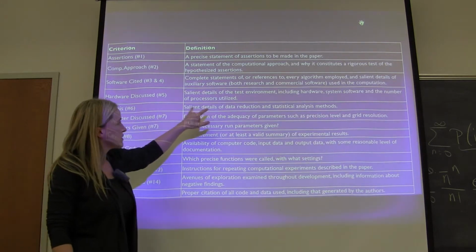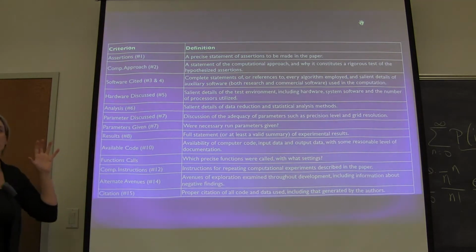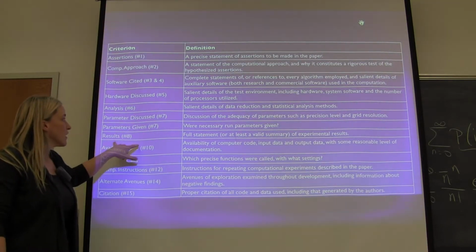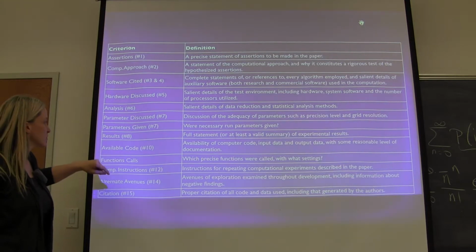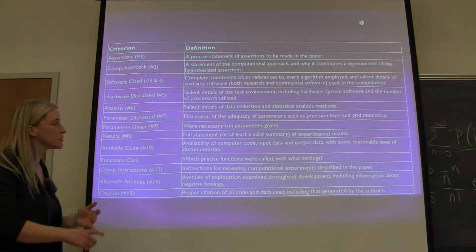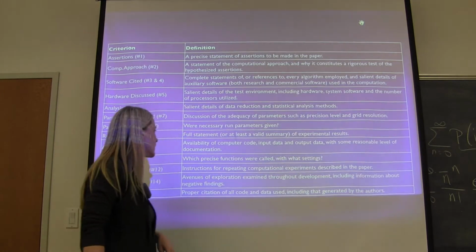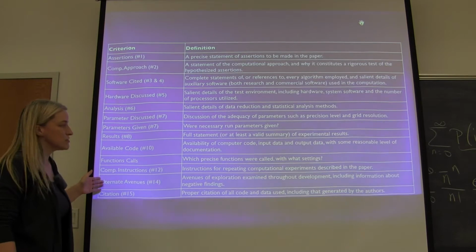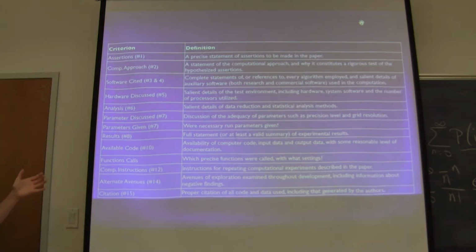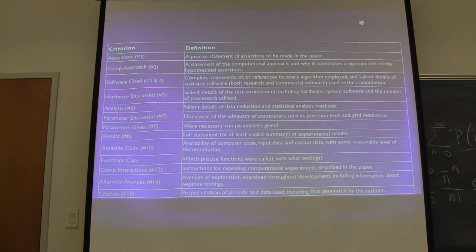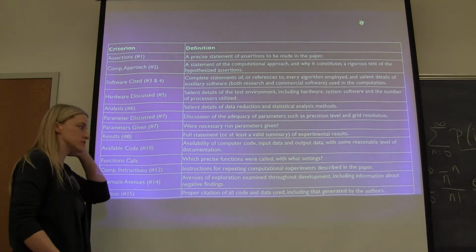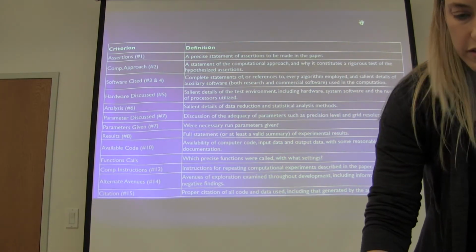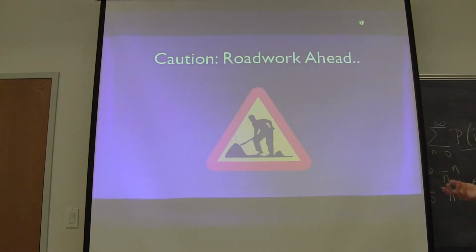Do you have the details of data reduction and all the analysis methods that you included? Parameters, for example. A full statement of the results. Did you have the code available? This also includes input and output data, function calls, computational instructions, and alternate avenues of research that you may have explored that didn't end up as a discovery, but you still explored them. Perhaps you did some statistical tests when you were doing this. And then, of course, the citation issue. Those were some of the things that came out of the iSerm workshop.